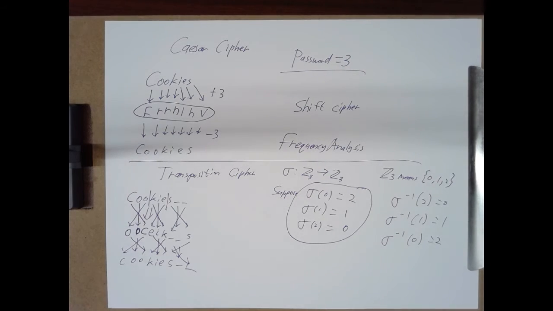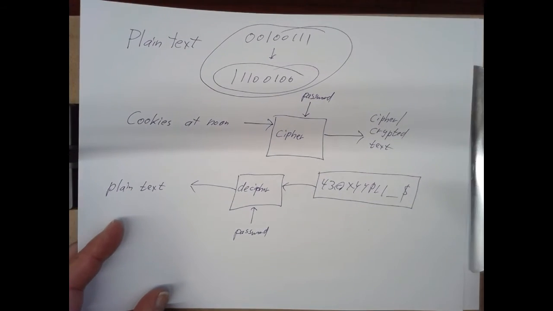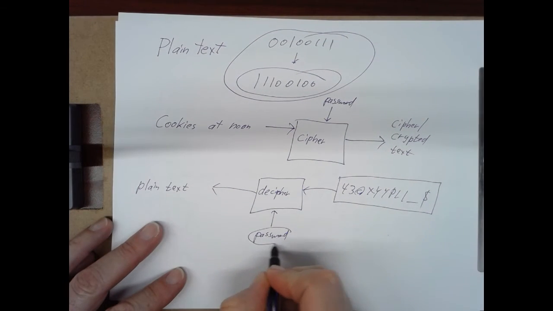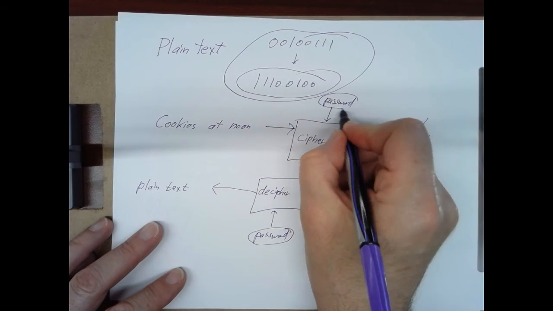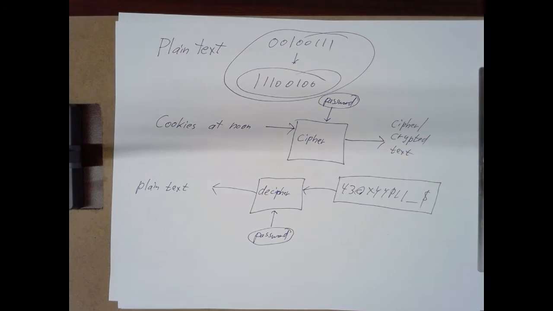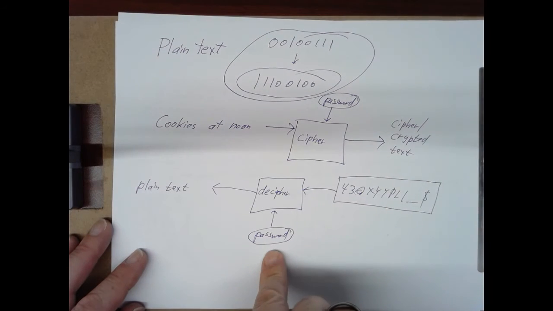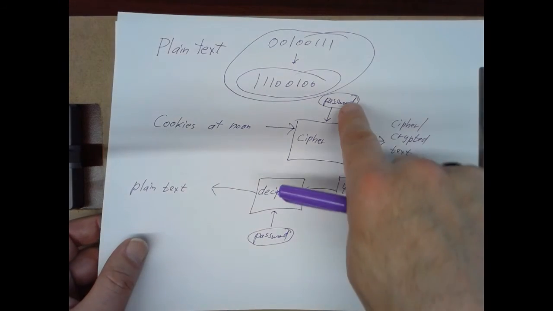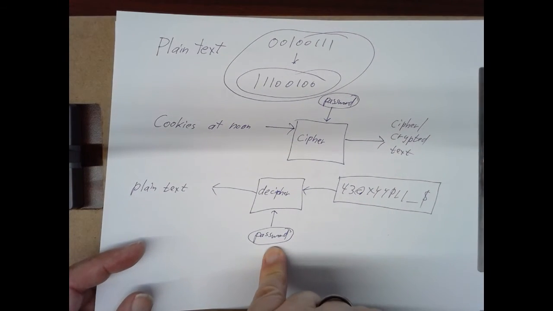Okay, all of these have one thing in common. This password for deciphering and this password for ciphering are the same. Or at least one is derivable from the other. For a Caesar cipher, if you encipher with 3, you decipher with -3. With a transposition, if you cipher with sigma, you decipher with the inverse of sigma.